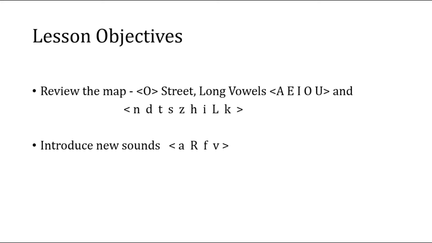It's really important to review the map first before you get started on the new sounds. So we'll start with the sounds from O Street, the long vowels A, E, I, O, and U, and the sounds N, D, T, S, Z, H, I, O, and K. I hope you're able to say them automatically and accurately by now.